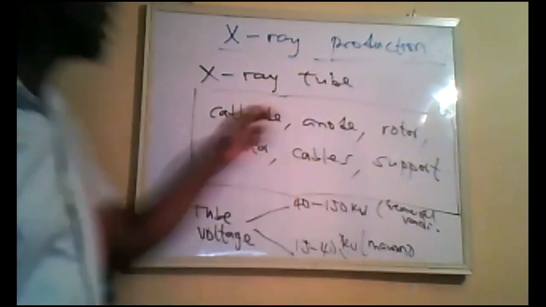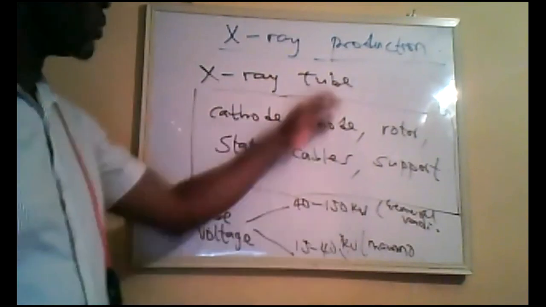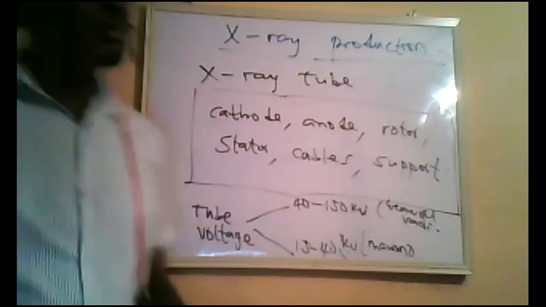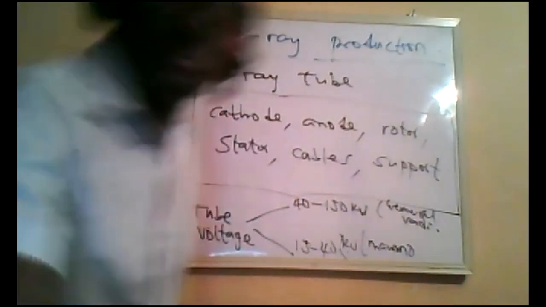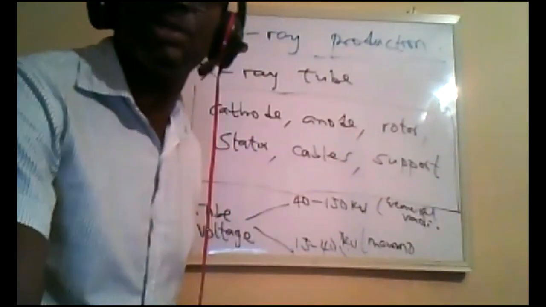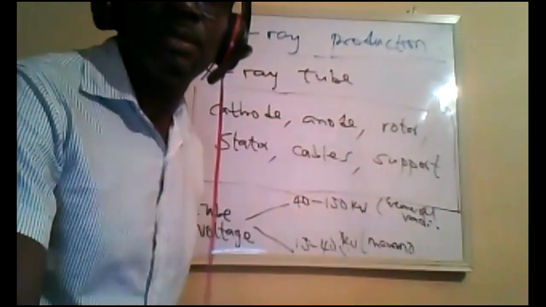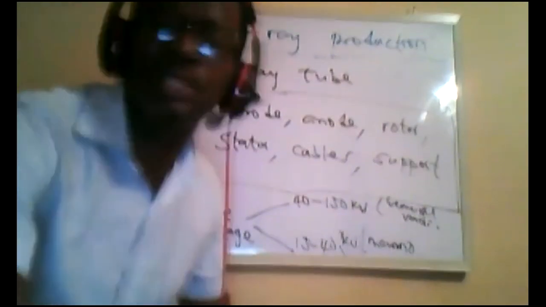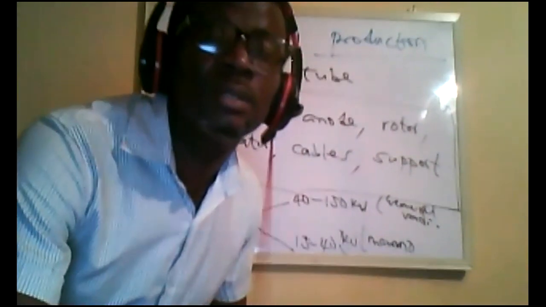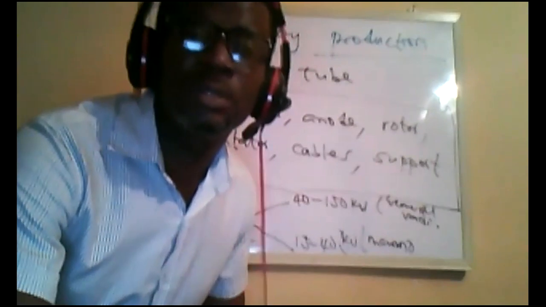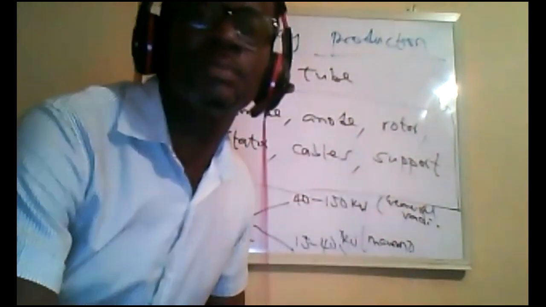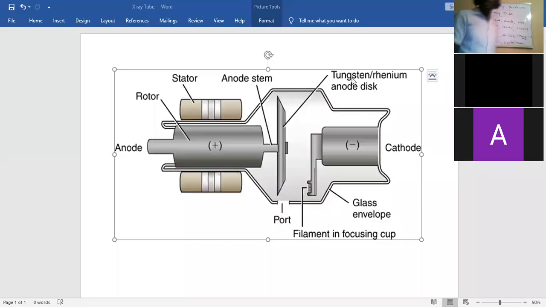Just know this as a positive electrode. This is a negative electrode, this is a positive electrode. The rotor and stator are the ones that continually move. I think I have a diagram. Let me share this with us. I hope you can see that.